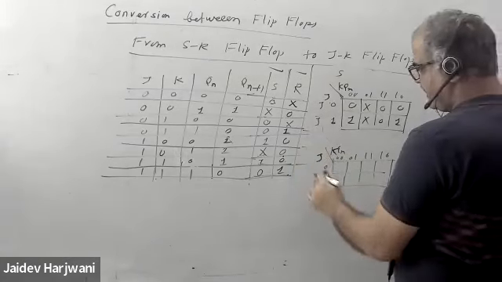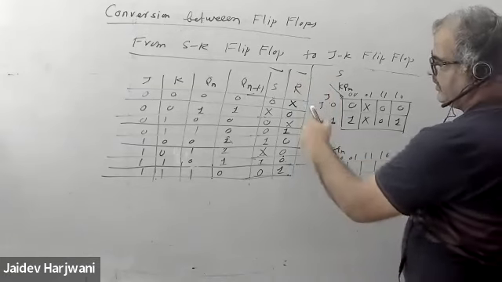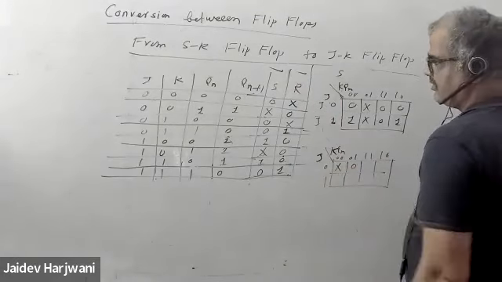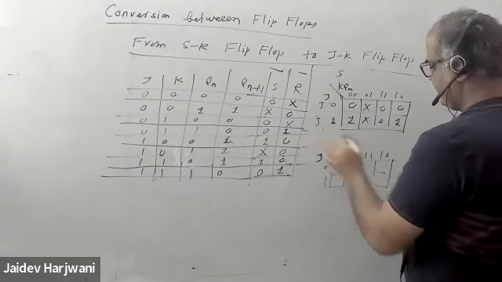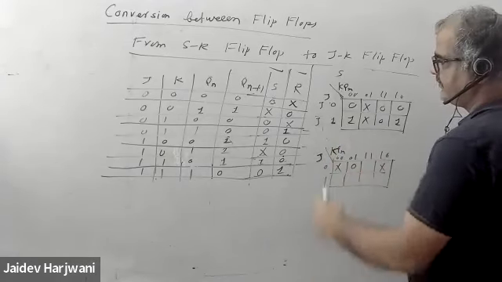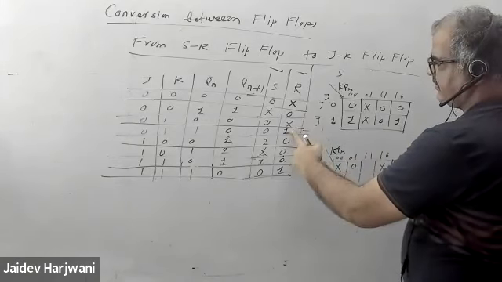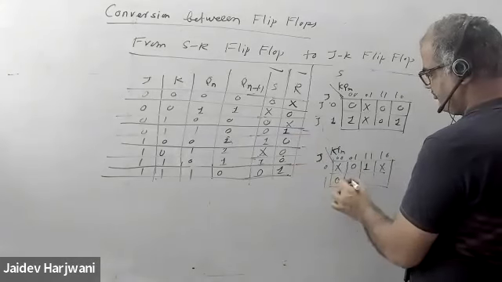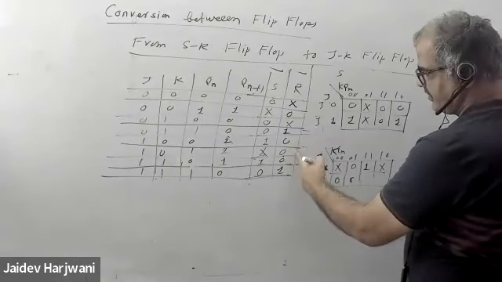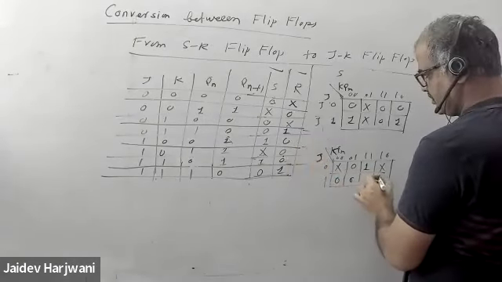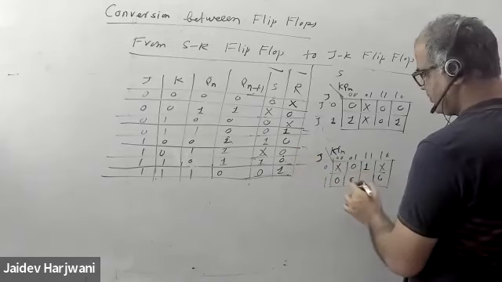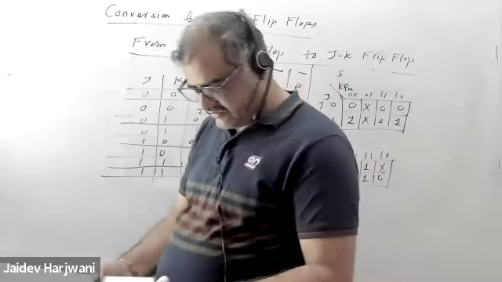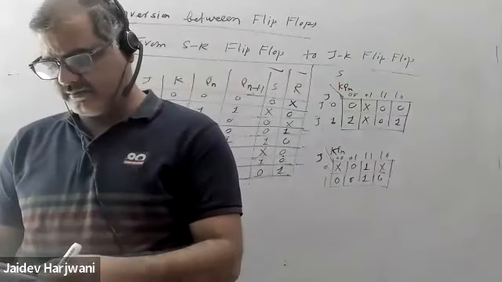Similarly you can put for R now. For R, initially for 0 you have X, for 1 you have 0, for 2 you have a don't care condition, for 3 you have 1, for 4 you have 0, for 5 you have 0, for 6 you have 0, and for 7 you have 1. Now solve this table and tell me the value of S and R.